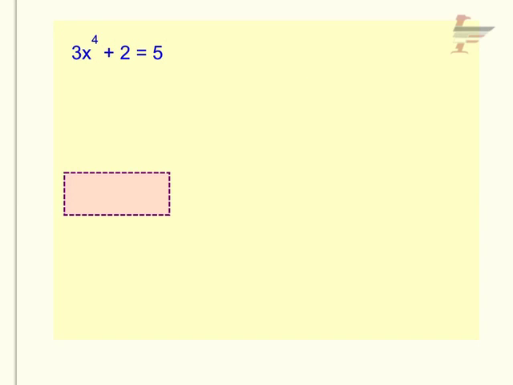All right, this is a good example. If we are going to solve this equation, we know at some point we're going to have to undo this exponent right here. So let's try to get that alone. We'll start by subtracting 2 from both sides. So we have 3x to the 4th equals 3. Then we'll have to divide by that 3, and it leaves us with x to the 4th equals 1.